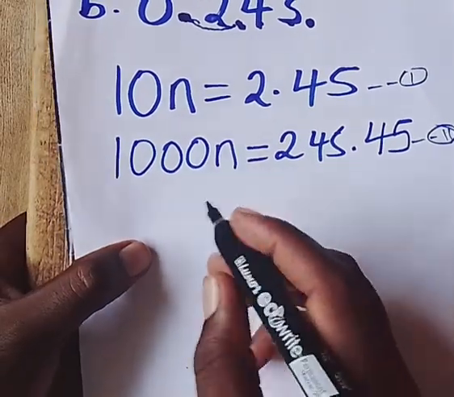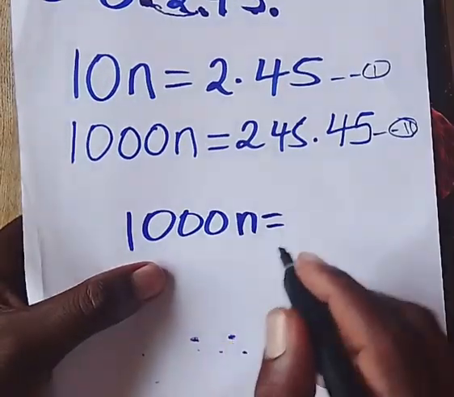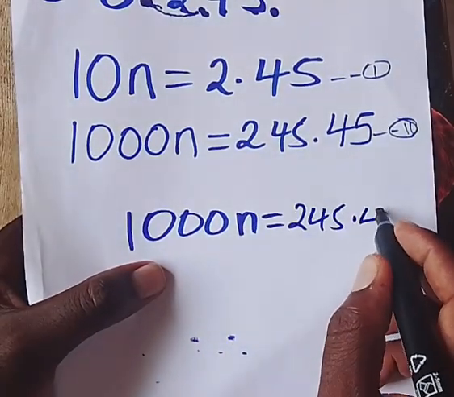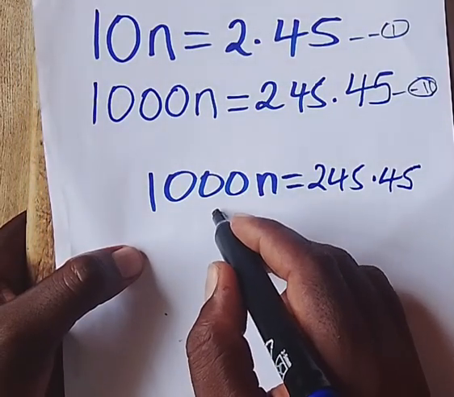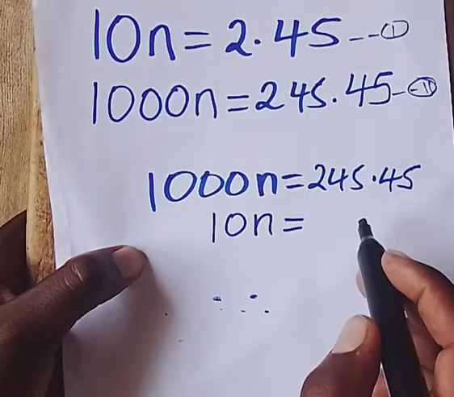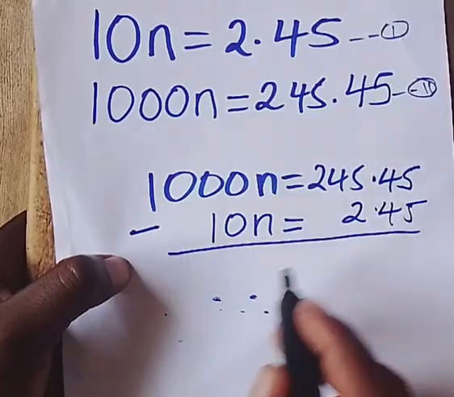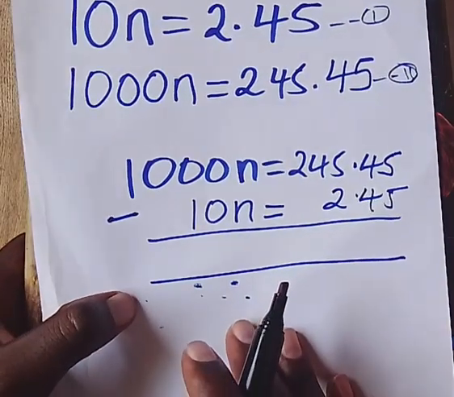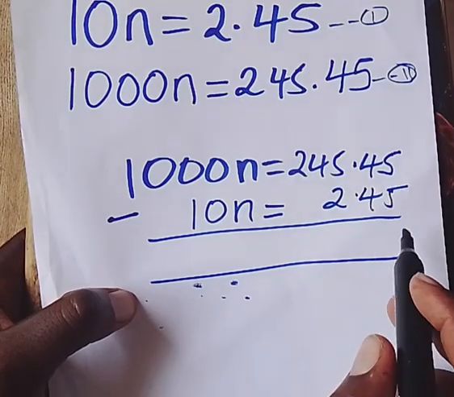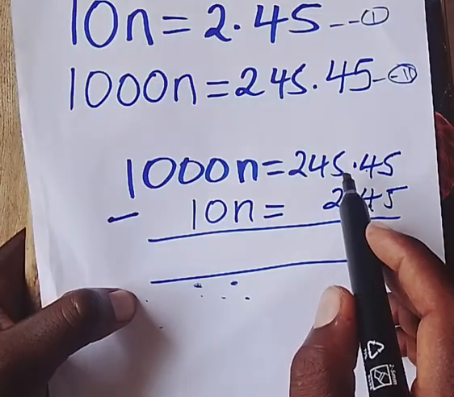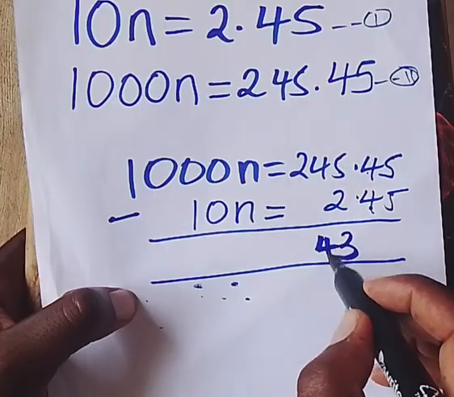So we'll have 1000n is equal to 245.45. And the second one is 10n is equal to 2.45. And now you subtract. You don't need to follow the other steps, which seem too long for the student and they get confused on the way. So 5 minus 5 is 0. 4 minus 4 is 0. 5 minus 2 is 3. Then this is 4 and this is 2.